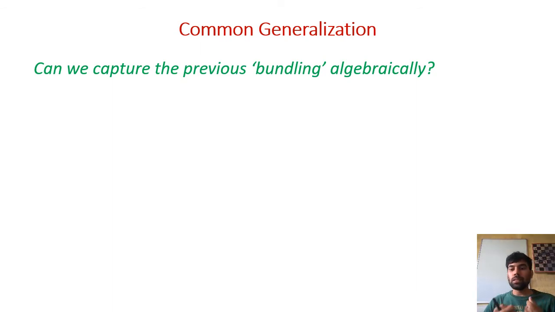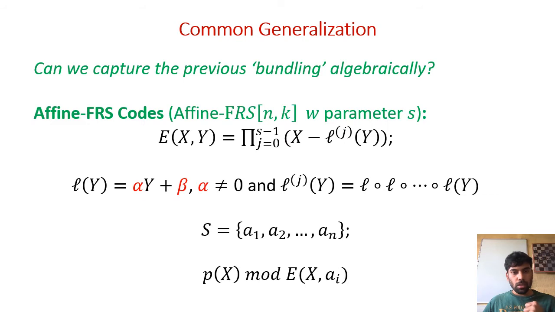But does this help us explain this bundling in an algebraic way? Is there a common generalization of all these codes? Well, it turns out that yes, there is. And these are codes we define in our work, and we call them affine folded Reed-Solomon codes, for obvious reasons, as we will see. And the bivariate polynomial in this case is given by a linear form L, where L(y) denotes alpha y plus beta, and alpha is a non-zero field constant and beta is another field constant.